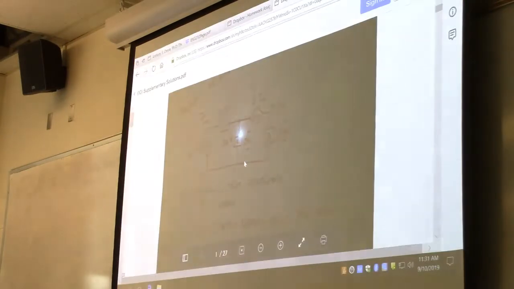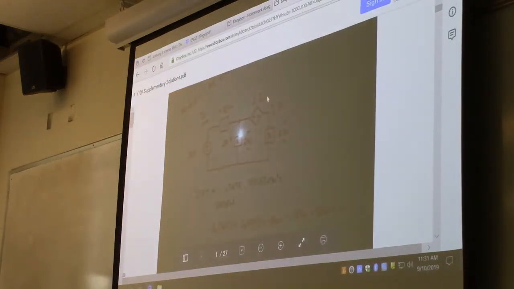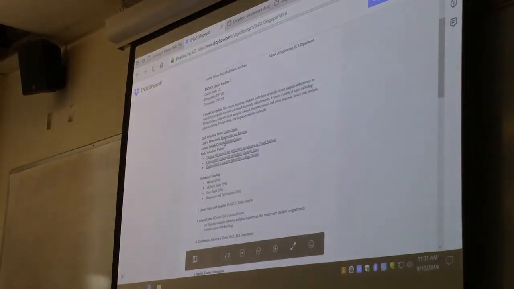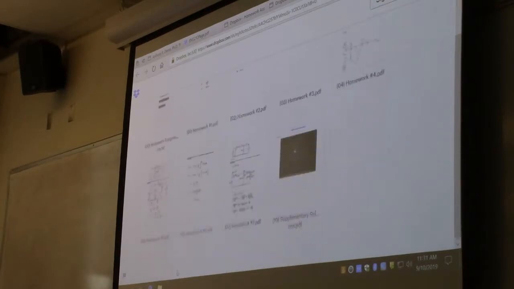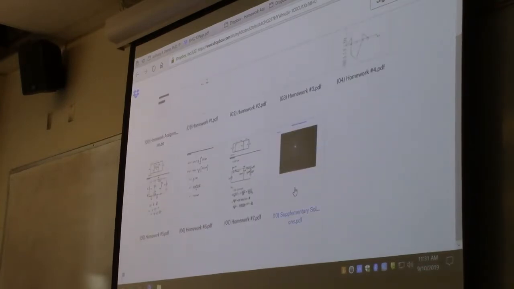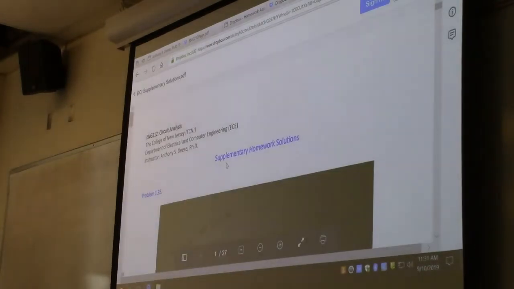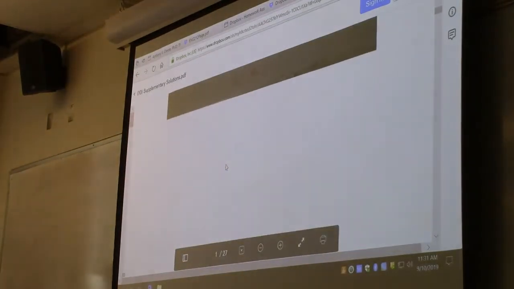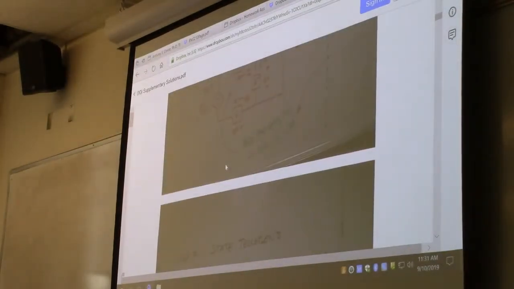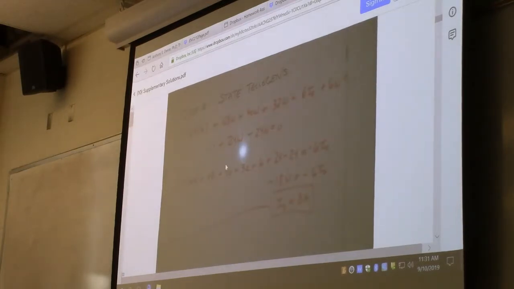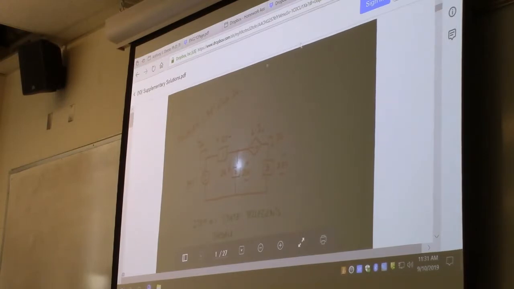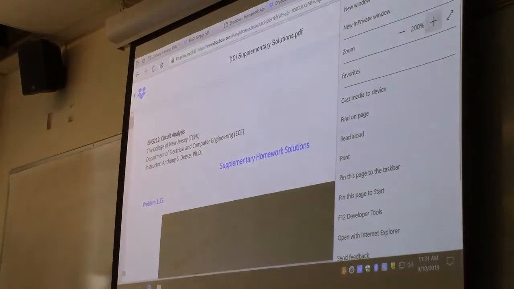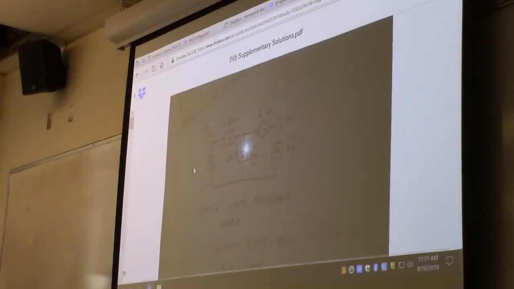So one thing is if you go to the homework solutions, you'll see there's a document down here called supplementary solutions, and that has solutions to some of the harder homework problems. And so we've already gone over 1.35, but I can use this. Can I make this bigger? Guess not. Okay.